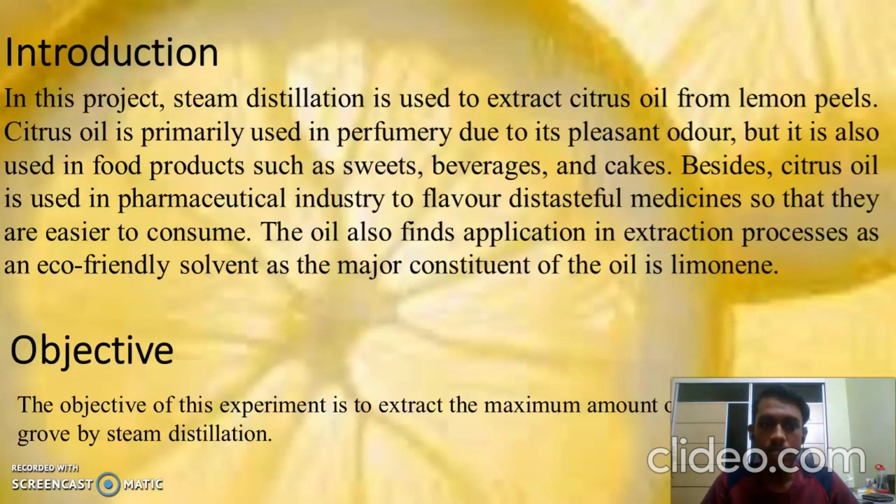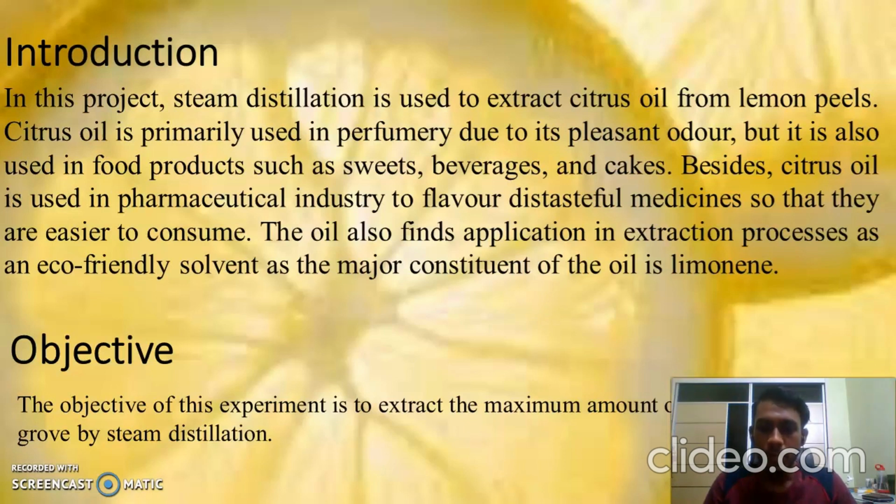So the introduction: in this project, steam distillation is used to extract citrus oil from lemon peels. Citrus oil is primarily used in perfumery due to its pleasant odor, but it is also used in food products such as sweet beverages and cakes. Besides, citrus oil is also used in the pharmaceutical industry to flavor distasteful medicine so that it is easy to consume. The oil also finds application in extraction processes as an eco-friendly solvent, as a major constituent of the oil is limonene.